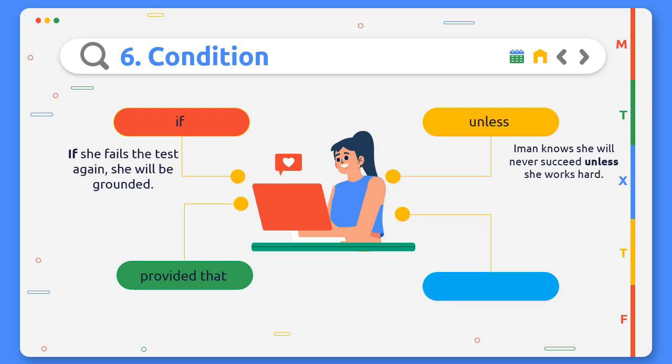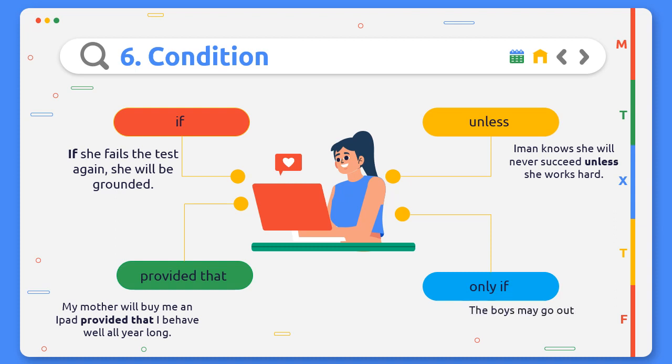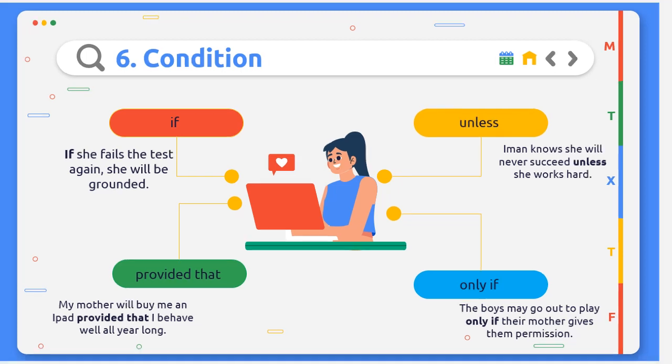Next is "provided that". My mother will buy me an iPad provided that I behave well all year long. And finally, "only if". The boys may go out to play only if their mother gives them permission.